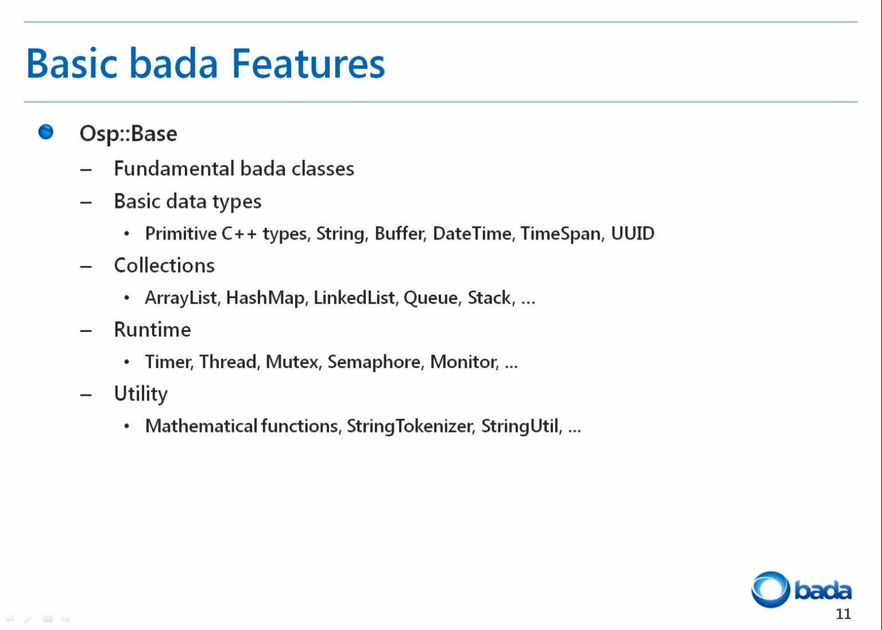With the runtime namespace, you can schedule the execution of a particular piece of code using a timer, synchronize access to a shared object using mutex, semaphore, and monitors, and manage the sequential execution of code using threads. The utility namespace offers interfaces and classes that define various utilities of an object, such as math and string tokenizer. It also contains methods to perform some common functions needed by the applications.